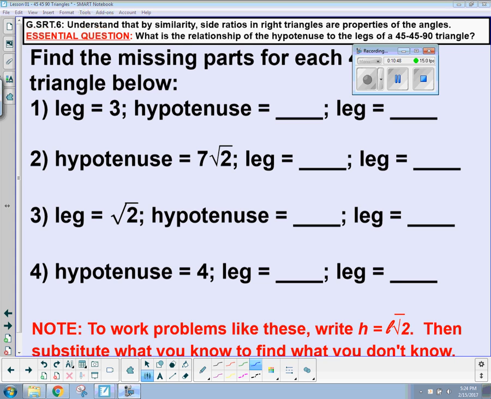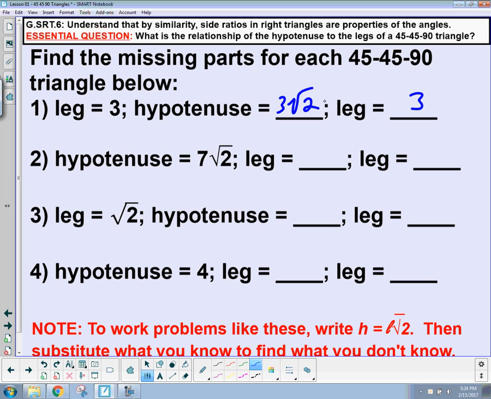So, leg for 45, 45, 90, the leg should be the same, so 3. Hypotenuse, you just tag on the root 2, okay? Keeping it simple. Hypotenuse says 7 root 2, we're going to drop the root 2 and just put 7. Boom. The leg is root 2, well that means this has to be root 2. Hypotenuse, well, our formula says L root 2. They're telling us the leg is root 2, so I'm going to plug that in. Root 2 times root 2 is root 4. Square root of 4 is 2. Boom. Hypotenuse is 2.